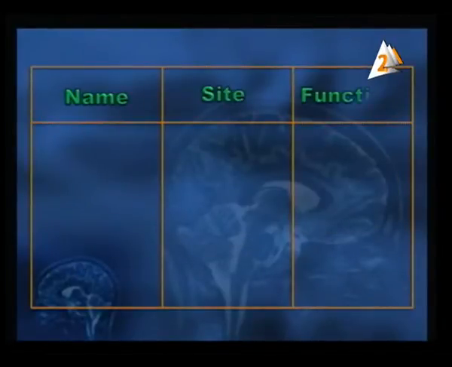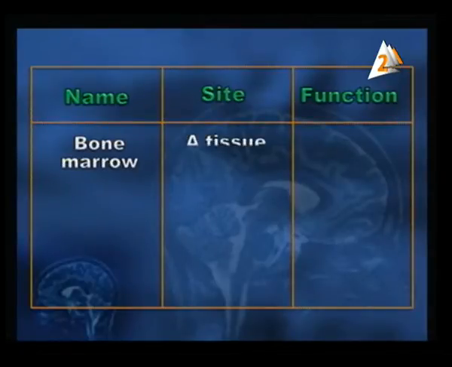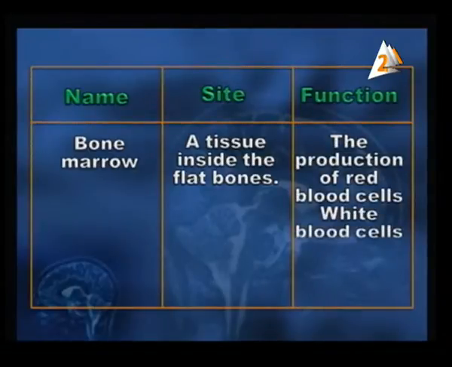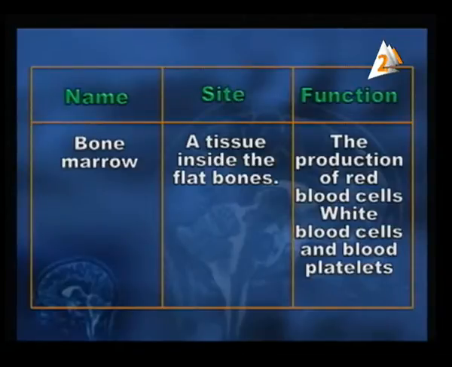Name the site and function for each of the following. The bone marrow. Site: a tissue inside the flat bones. Function: the production of red blood cells, white blood cells, and blood platelets.